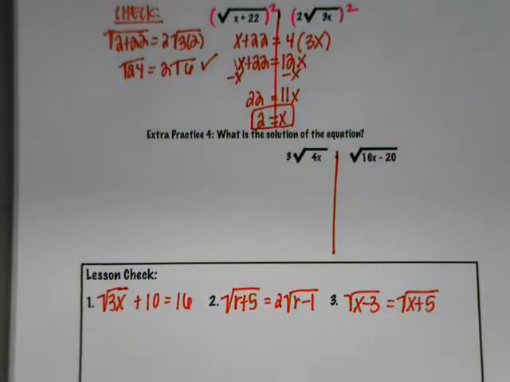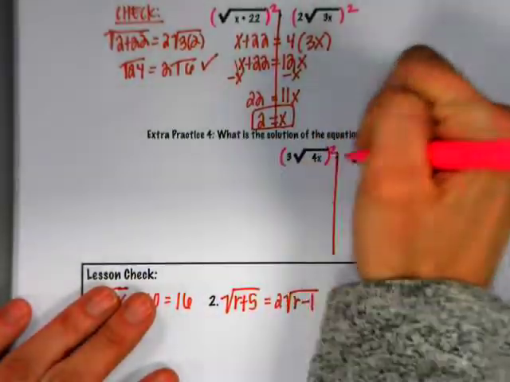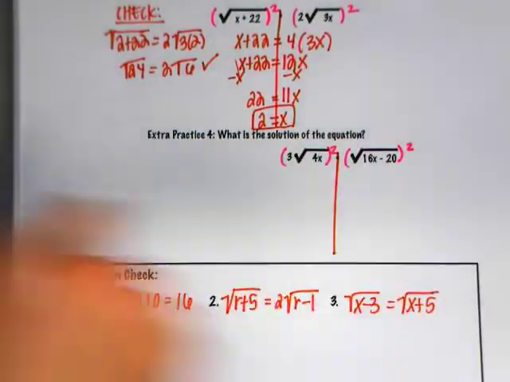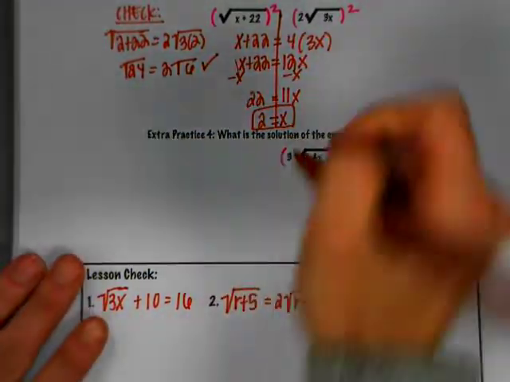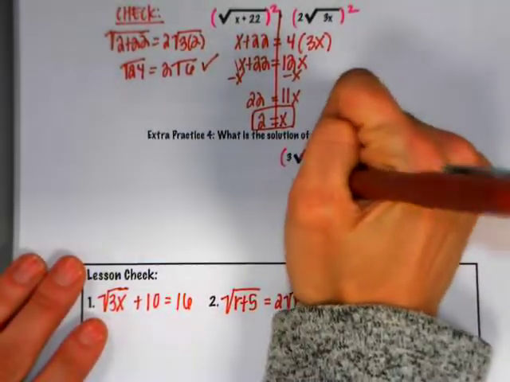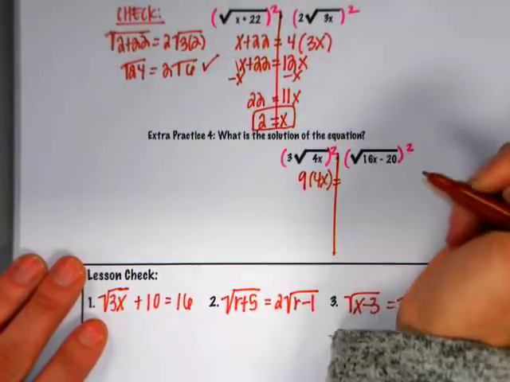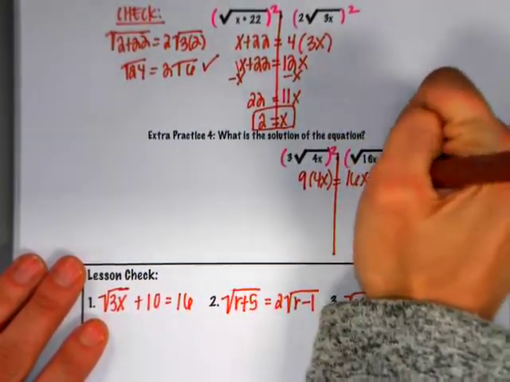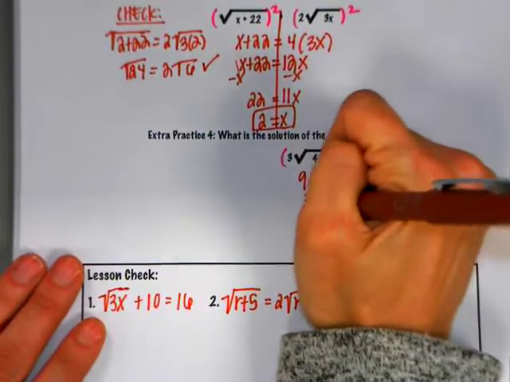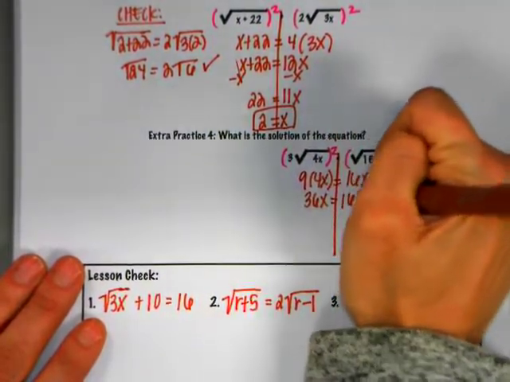Okay, so on this one, how do you start? Anybody? Square both sides. What is the only thing that's actually going to get squared? The 3. So that's going to be 3 squared is what? So 9 times 4x equals 16x minus 20. So that's 36x equals 16x minus 20.